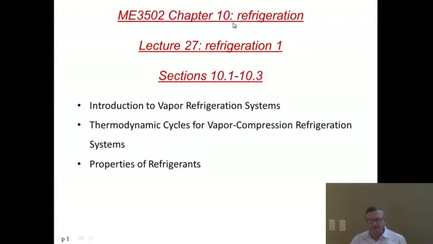All right, let's move to chapter 10 on refrigeration. And in this first lecture, lecture 27, we're going to cover 10.1 to 10.3. Basically, give you an introduction on refrigeration systems, vapor-based refrigeration systems. Then I'll show you the thermodynamic cycles for vapor compression refrigeration systems and properties of refrigerants in this first lecture.